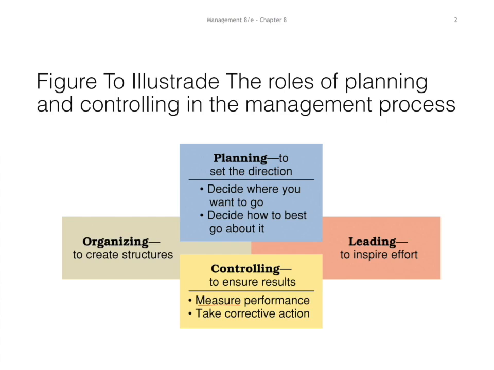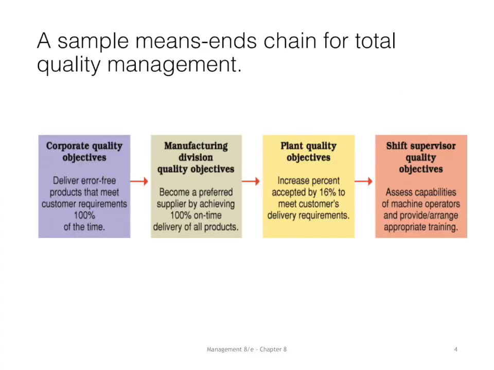Okay, that is the illustration about the role of planning and controlling in the management process. In this case we use the means and chain for total quality management. Maybe you have heard about total quality management. It focuses on quality. Total means for all levels in this organization structure.